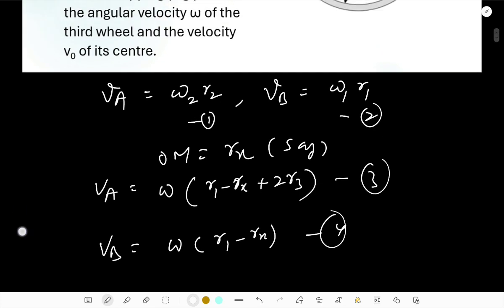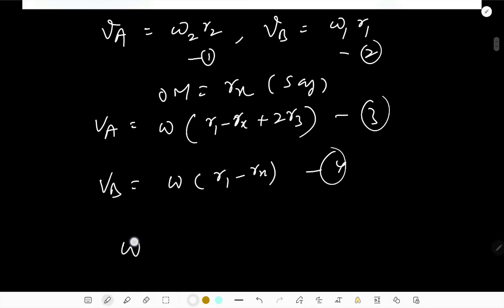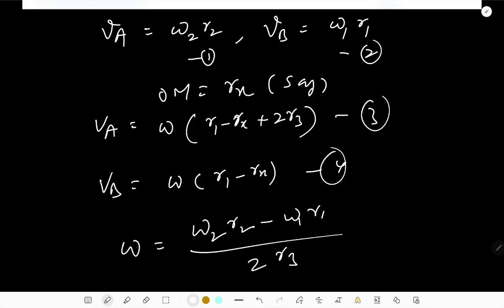Now with these 4 equations, what do I need to do next? Solve each of them simultaneously, and you are going to get your omega. It will be (omega 2 R2 minus omega 1 R1) divided by 2R3, and that should be your answer.